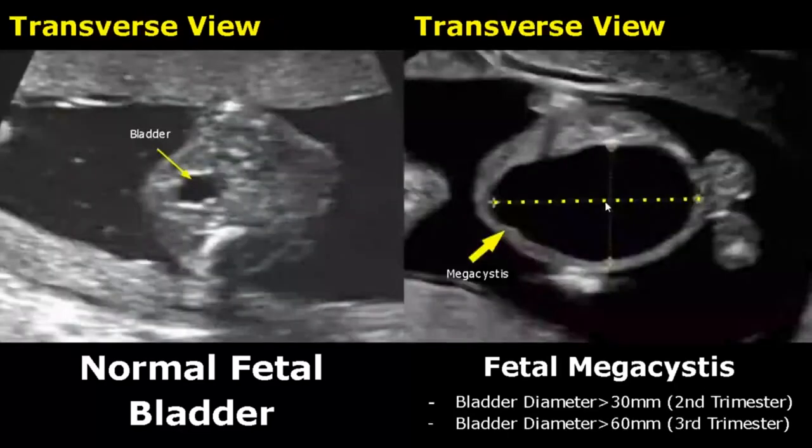Here we have a transverse view showing fetal megacystis. In the second trimester, the bladder diameter will exceed 30 millimeters in the case of megacystis. And in the third trimester, it will exceed 60 millimeters.